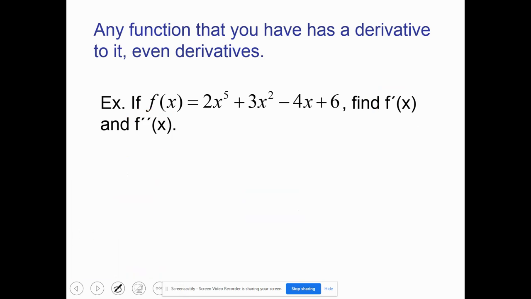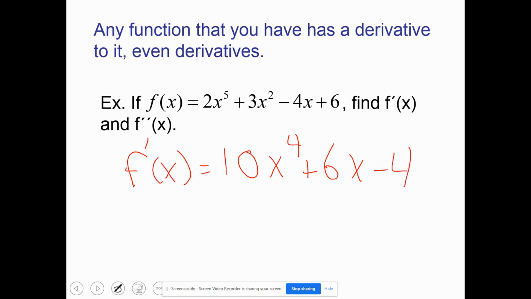All right, let me get rid of all that. So my first derivative. Remember, anytime you're finding the derivative, you have to ask yourself, can I use the power rule or do I have to use the definition? And if you can't use the power rule right away, ask yourself, can you reorganize the problem so you can? In this case, we can use the power rule. We'd have 10x to the fourth plus 6x minus 4. And at this point, you should be getting pretty quick with these polynomials. The derivative of 6 we know is 0. f double prime of x would be the derivative of the derivative.